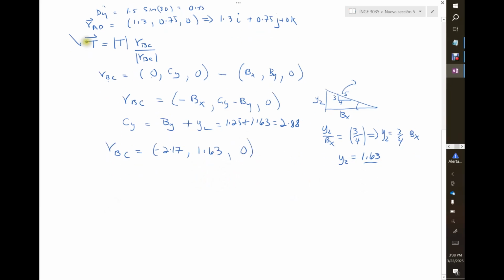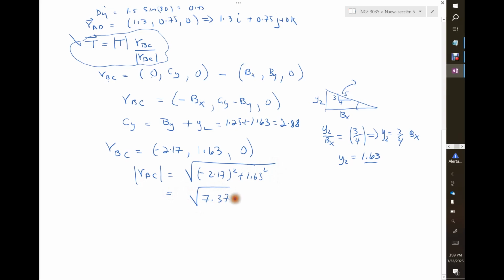Now, following this type of structure to get the tension, what we need to do is get the magnitude of RBC, which in this case is equal to the square root of negative 2.17 squared plus 1.63 squared, and that's about the square root of 7.37, which is equal to 2.72.